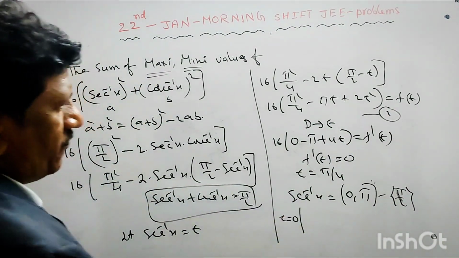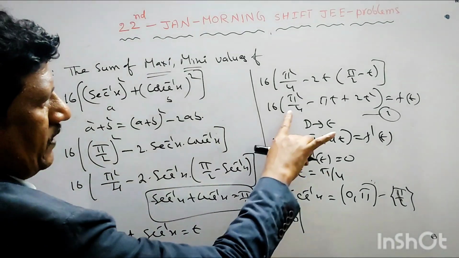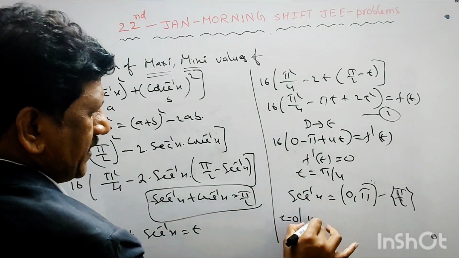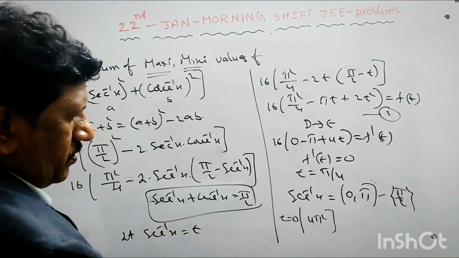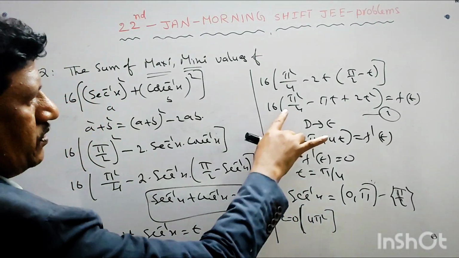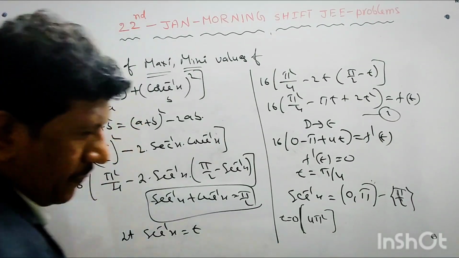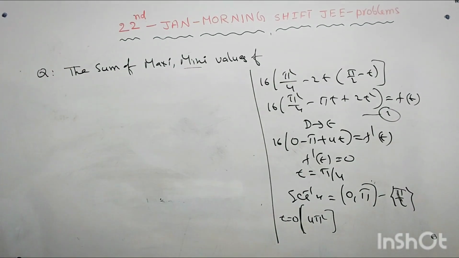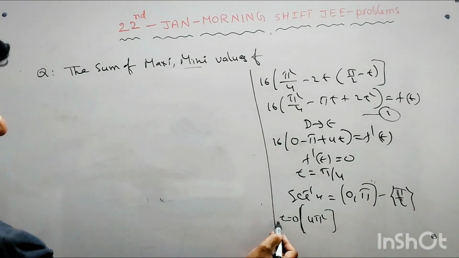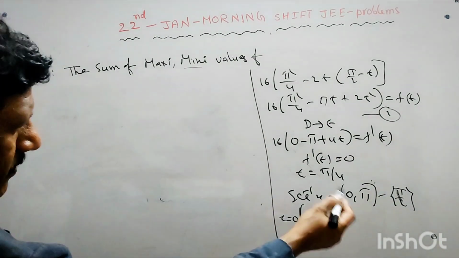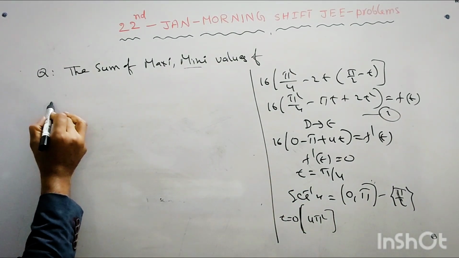So that what will come? If you take t value 0, 4 pi square will come. In the place of t, if you take 0, this 4 pi square value will come. So if you take t value 0, I got the value 4 pi square. Now you take t value pi by 4 now. So t is equal to pi by 4.